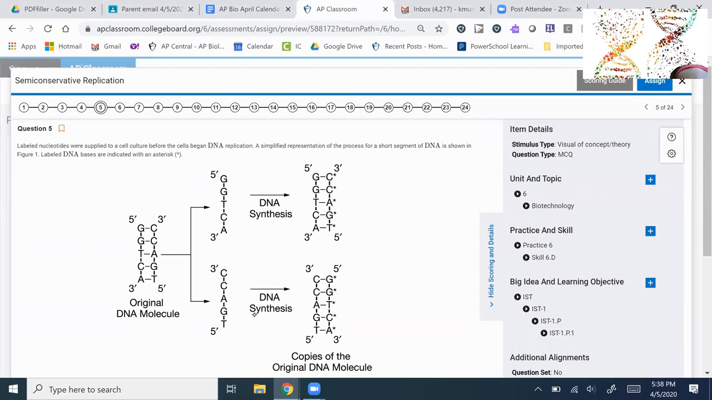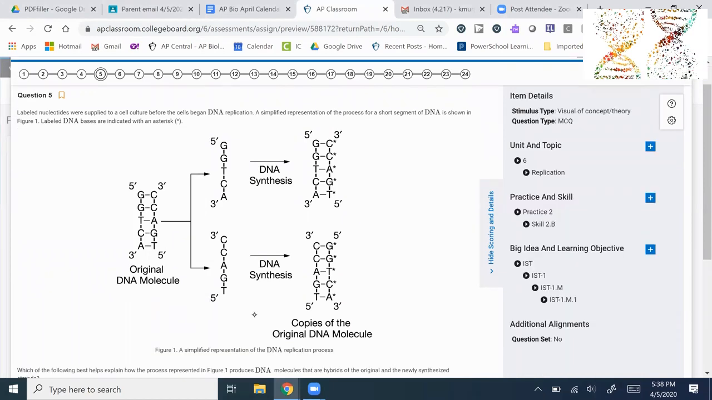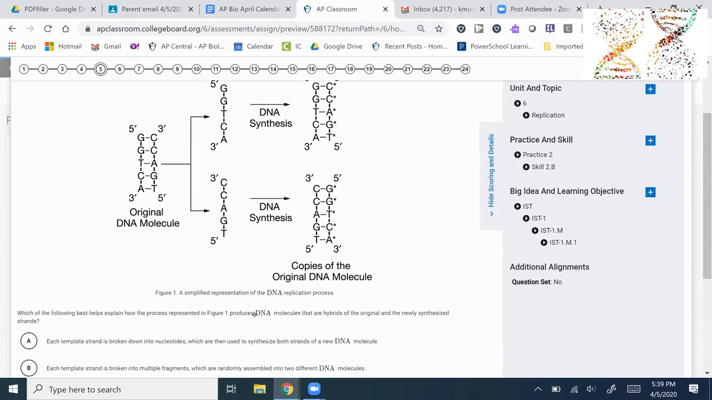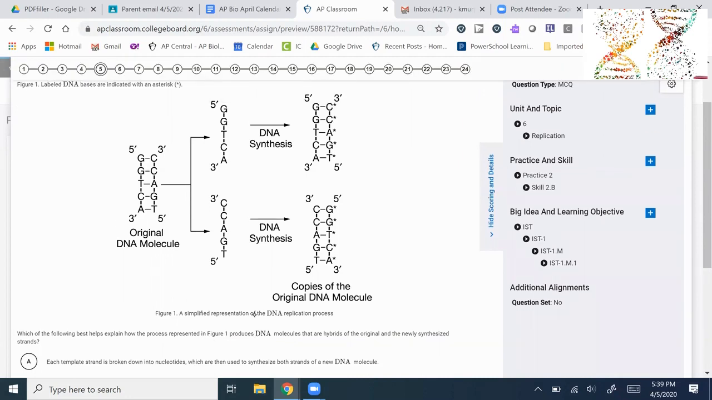Oh, a DNA replication problem. All right, it says labeled nucleotides were supplied to a cell culture before the cells began DNA replication. A simplified representation of the process for a short segment of DNA is shown in figure 1. Labeled DNA bases are indicated with an asterisk. All right, so where are those at? Those you can see here.